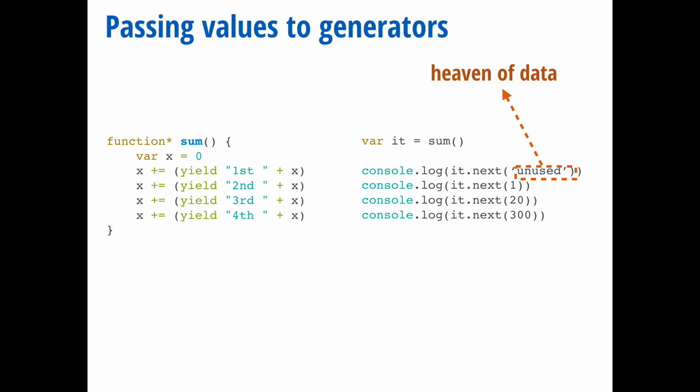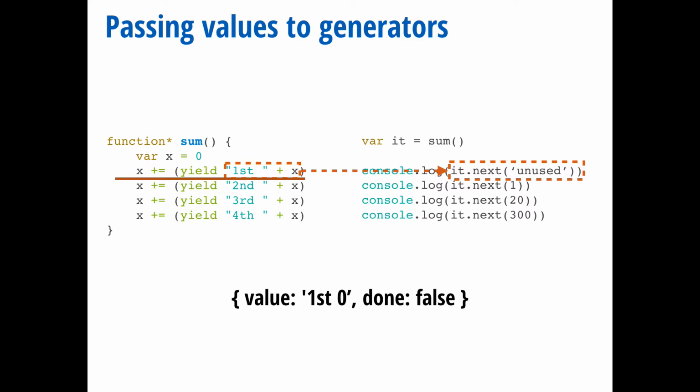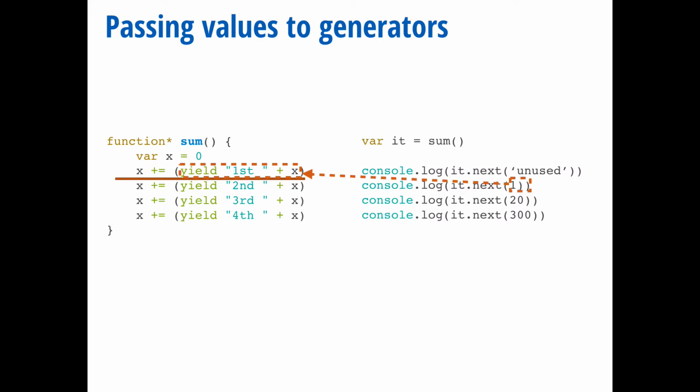As we are calling next, it goes to the first yield and stops there, and yields this value first: 0 and done false. So we do it once more. Now this 1 will substitute this yield statement, so x will be 0 plus 1, and we can debug this. The sequence is this: we pass the parameter, it travels, then we extract.